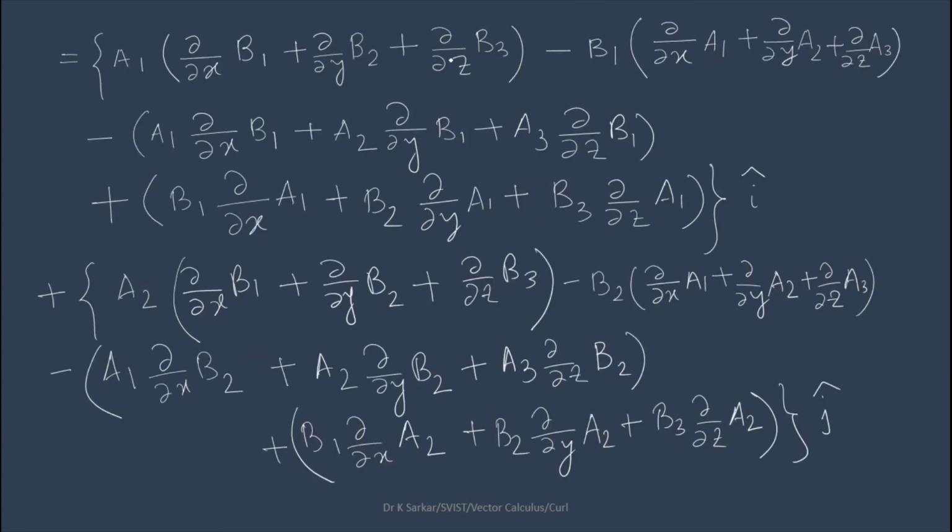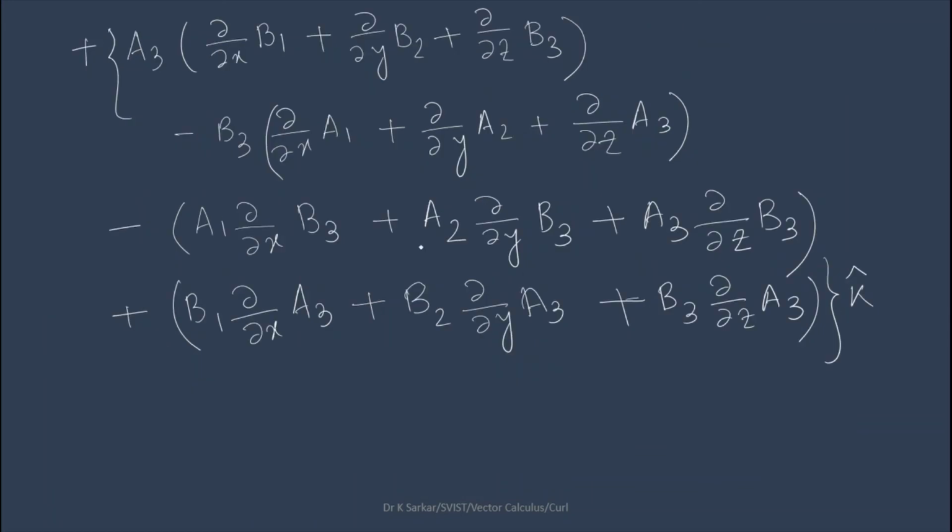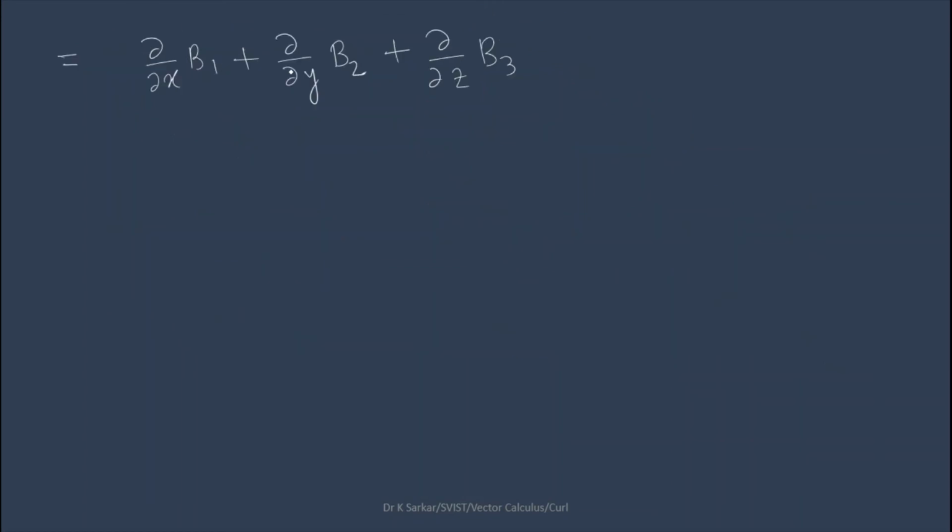Let's see. ∂x B1 + ∂y B2 + ∂z B3. Here also and here also. So with them we have A1 i + A2 j + A3 k. So we can write A1 i + A2 j + A3 k. Okay, first term is done.